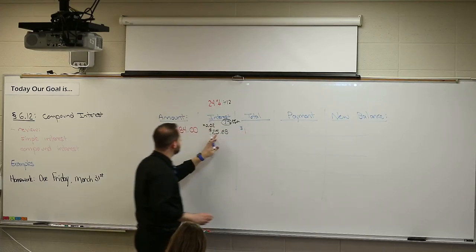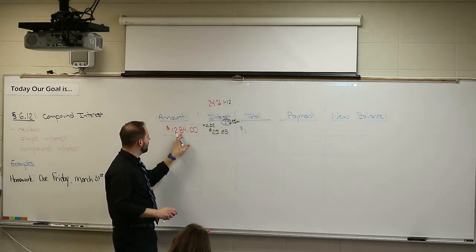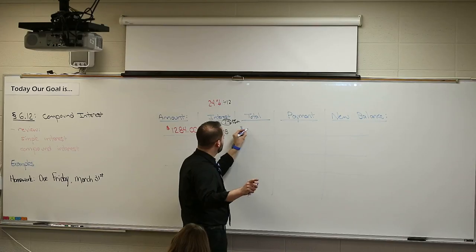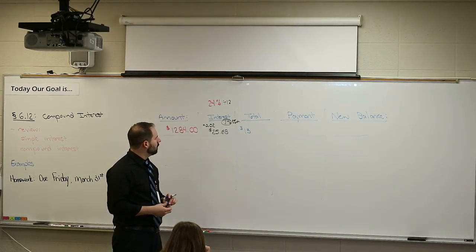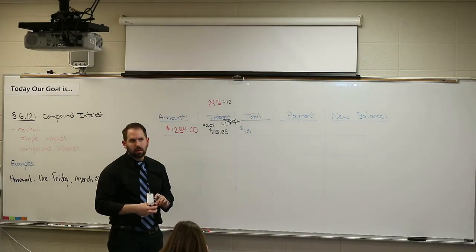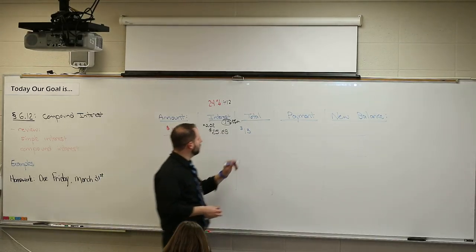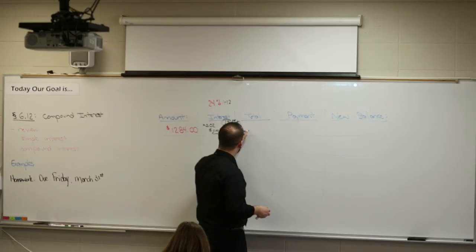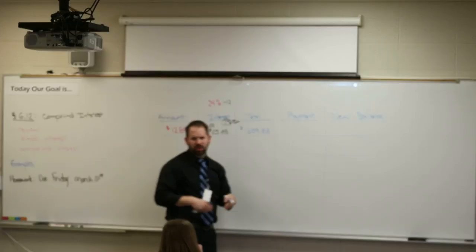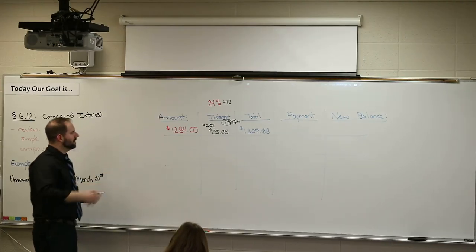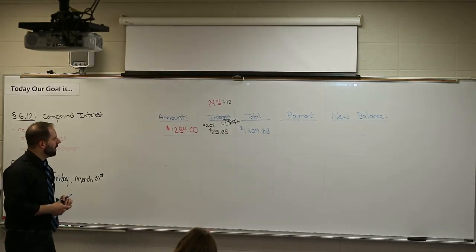$1,309.68. Say it again? You added the 2,568 to this? Yeah. What do you get? It should be 1,300 in theory. Unless I'm wrong. Is it 1,200? It's $1,309.68. All right. It should be over the 300 mark now.